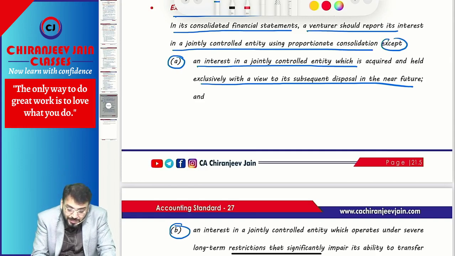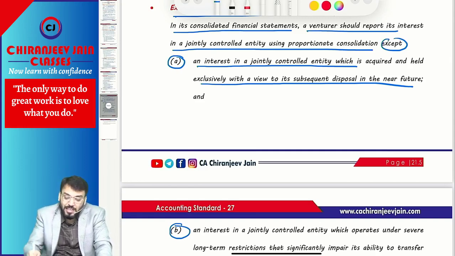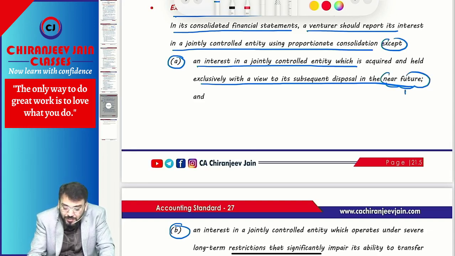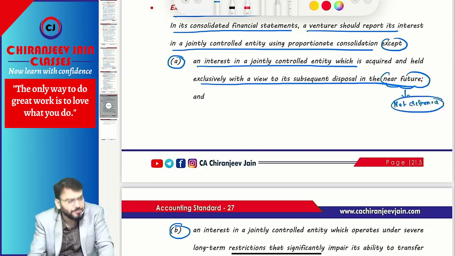Understood? So an interest in a jointly controlled entity which is acquired and held exclusively with a view to its subsequent disposal in the near future. This near future has not been defined. So what is near future? We don't know. It is a matter of judgment.